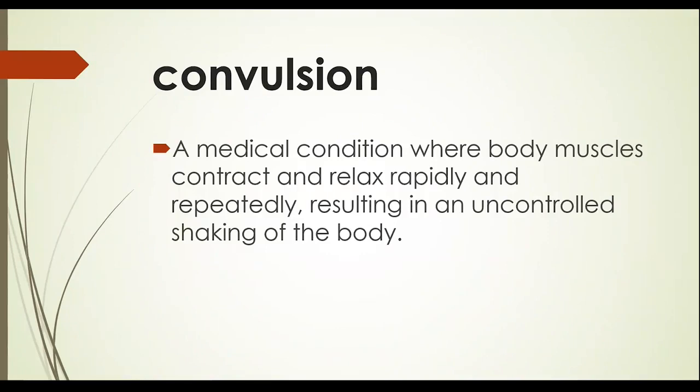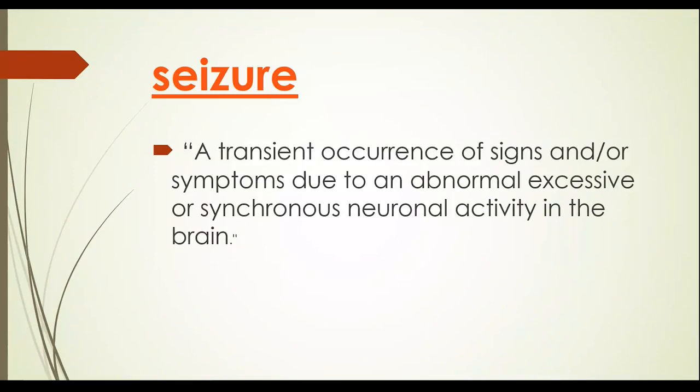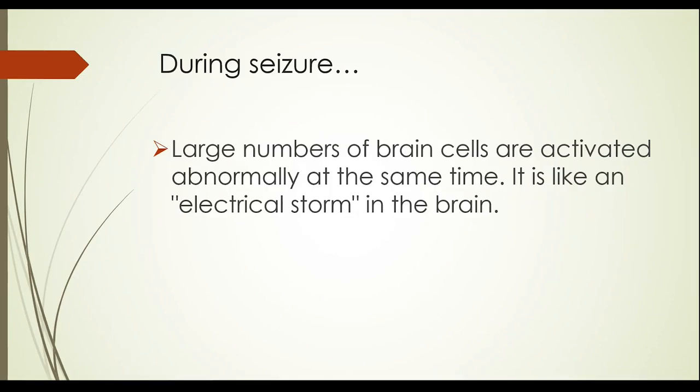Okay. Shall we go to the next slide, please? Yeah. So a seizure may or may not be a convulsion, but it is a result of synchronous abnormal excessive neuronal activity in the brain. It may or may not give rise to a convulsion. Okay, the next slide, please. So during a seizure, a massive number of brain cells are activated abnormally at the same time. So it's like a storm of electrical activity in the brain. Yeah, next slide, please.